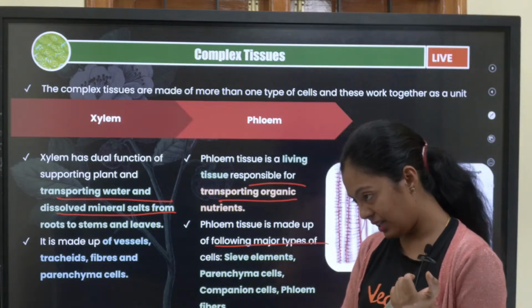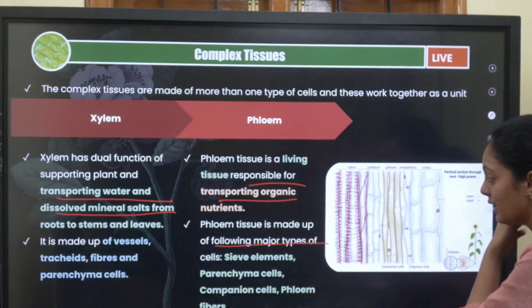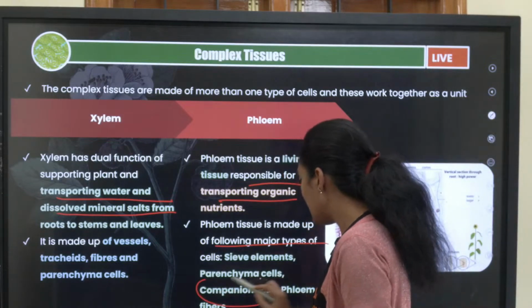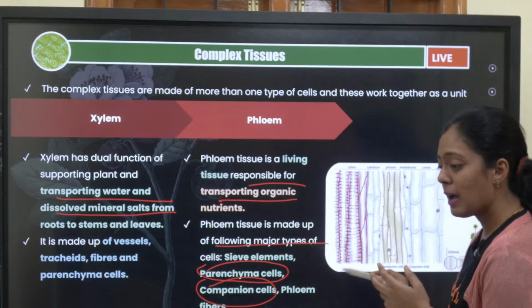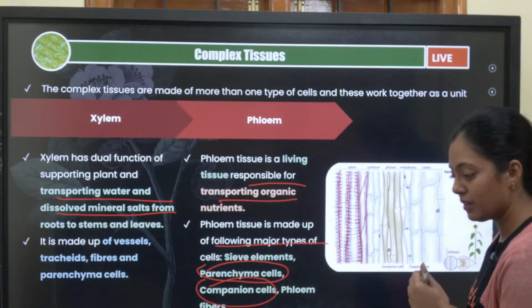Yes, only one living. That's why they have put it as living tissue. In the companion cell, parenchyma is also living, right? Companion cell and parenchyma both are living here. Okay.